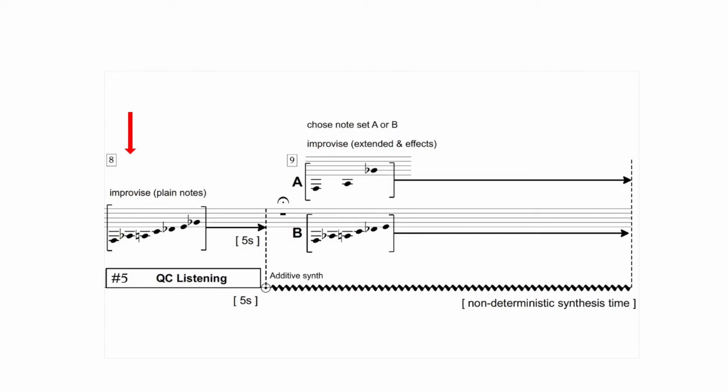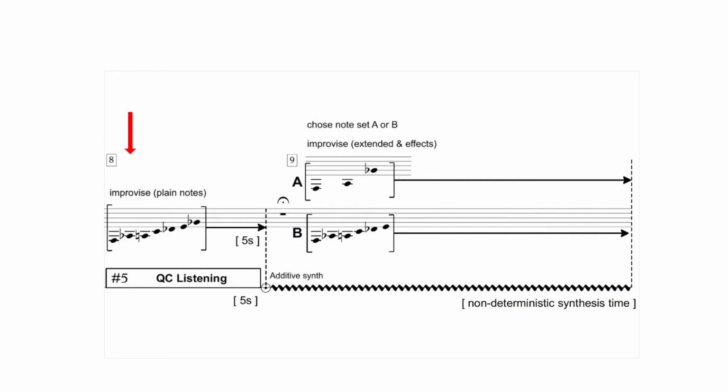For instance, here is an example where the performer is asked to improvise with a given set of 7 notes for at least 5 seconds. At this point, the system is programmed to enter in listening mode for 5 seconds, as indicated here by the box labeled #5 QC listening.